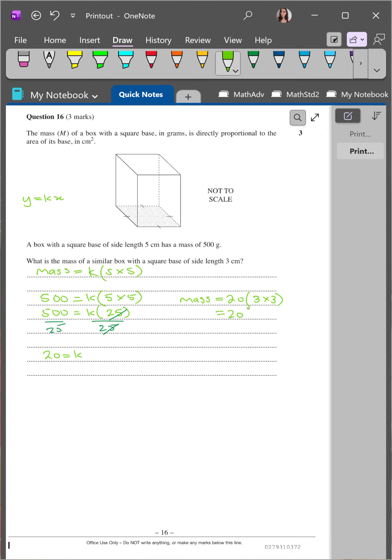So this equals 20 times 9, and 20 times 9 equals 180 grams. So the mass of a box with a square base that has a side length of 3 centimeters is 180 grams.